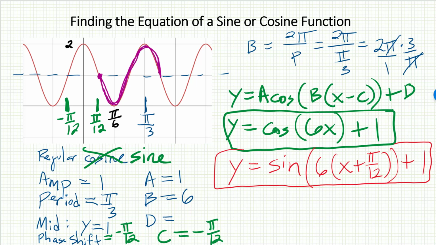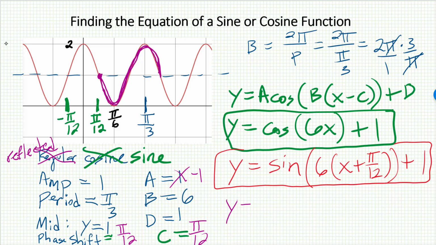Again, all the information is going to be the same. If I wanted to use reflected sine, the only difference is going to be the phase shift. I can see that this reflected sine has been moved pi over 12 to the right. The phase shift would be positive pi over 12. The c would be positive pi over 12. The a, because it's reflected, would be negative 1. Other than that, everything would be the same.